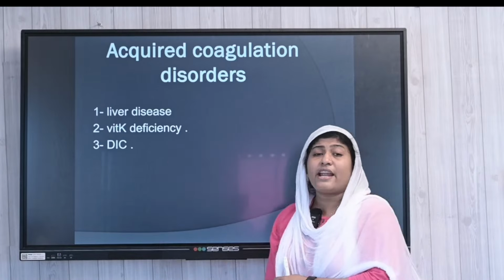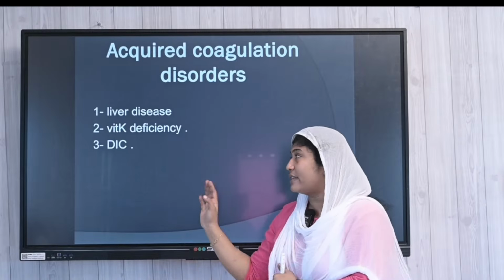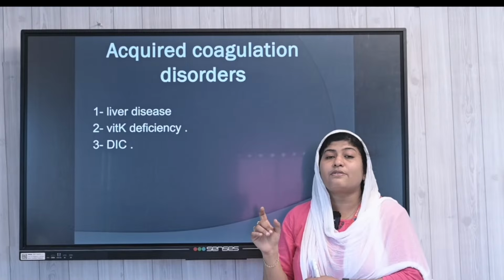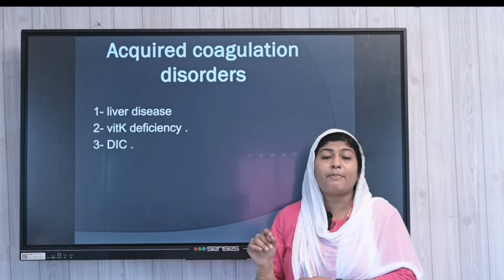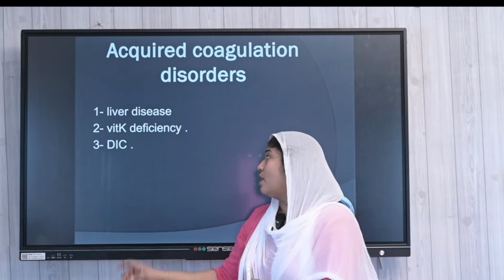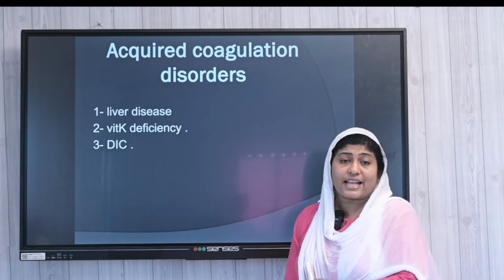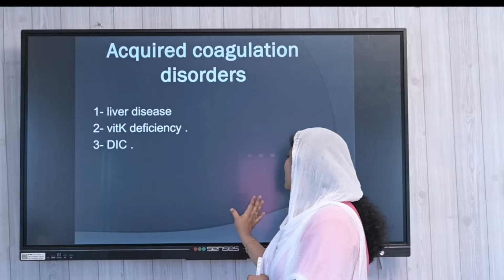So vitamin K deficiency affects the synthesis of coagulation factors 2, 7, 9 and 10. Basically these four coagulation factors are called the vitamin K dependent coagulation factors. So liver disease, vitamin K deficiency and DIC come under the category of acquired coagulation disorders.